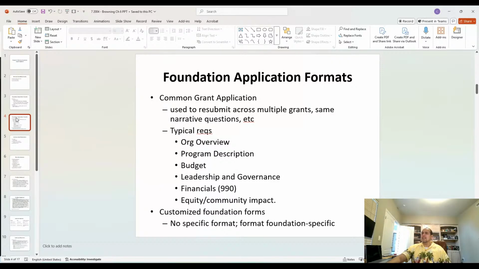Typical requirements for a grant are the organizational overview, and I'll provide some descriptions of these things: program description, budget and a budget narrative, leadership and governance, meaning who's going to be running the program and who's going to oversee it, financial statements, which are 990s, and then equity and community impact. There's no real specific format a lot of times for many foundations. You just have to make sure that you follow their format.